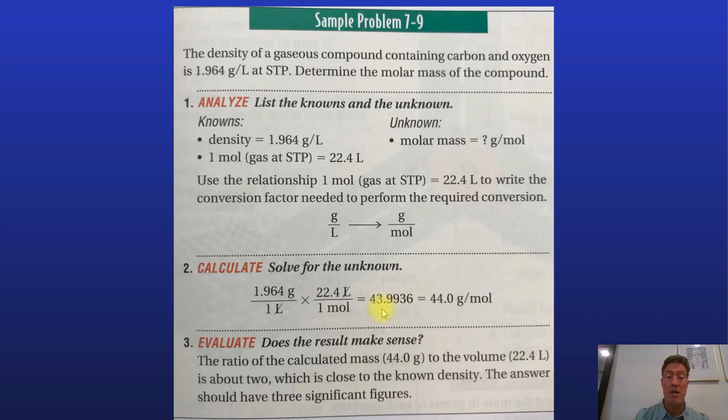We crunch the numbers, and we can't use all these digits here. We have 4 sig figs here, 3 sig figs here, so we can only keep 3 sig figs in our answer. That will round to 44.0 grams per mole.